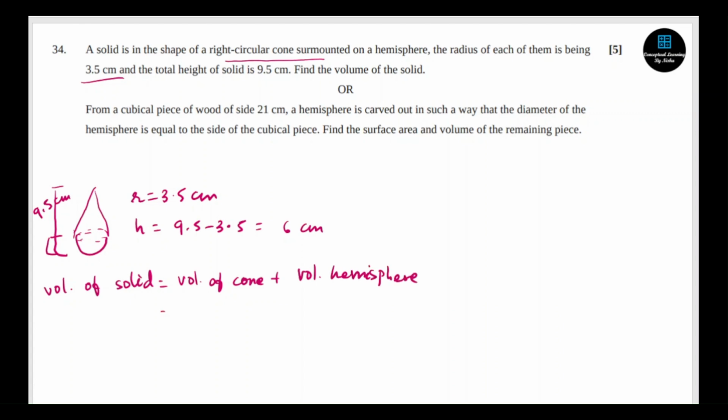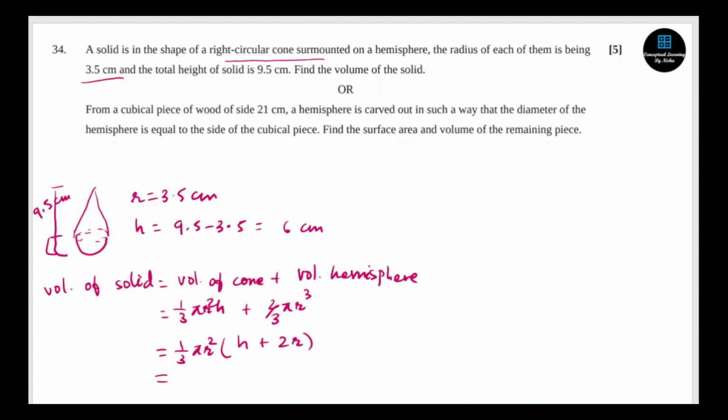And now you have to write the formula for each of them. So volume of cone is what? 1/3 pi r square h. And volume of hemisphere is what? 2/3 pi r cube. Now what can I say? I can take 1/3 pi r square common. So here I will get h plus 2r. And now I can substitute all the values.